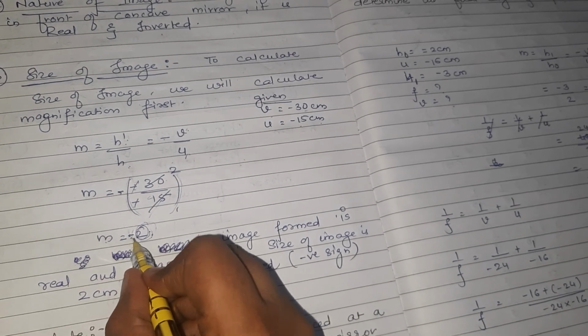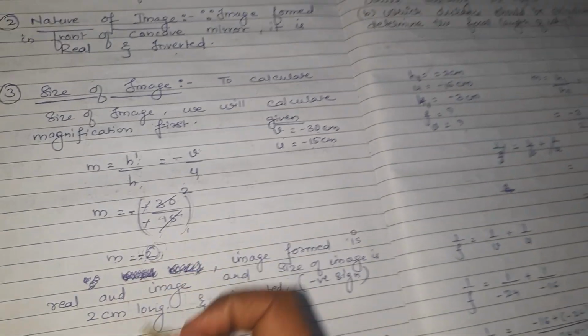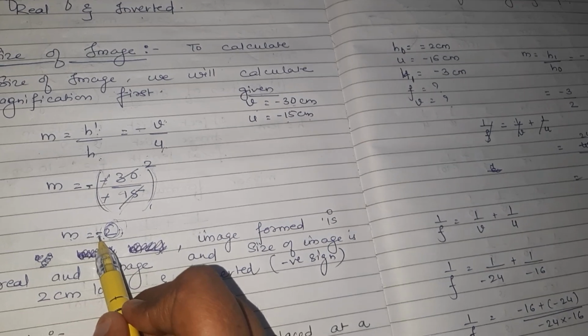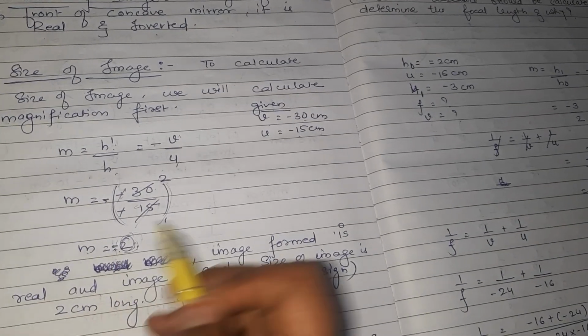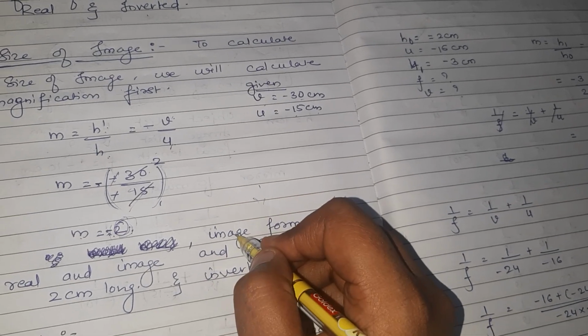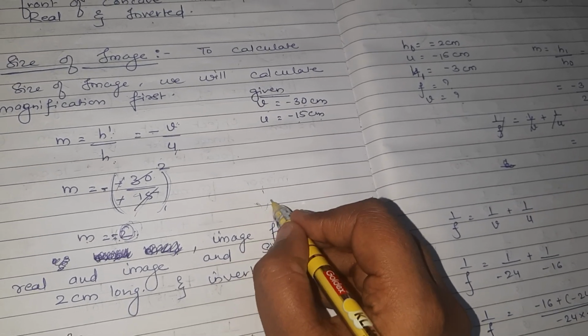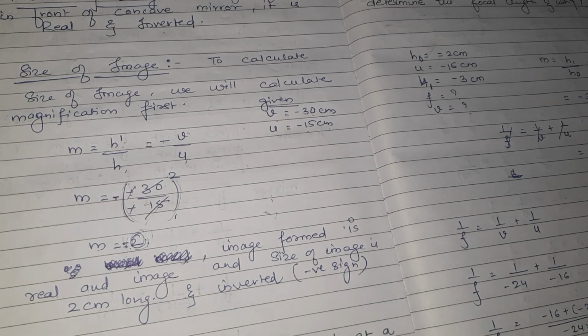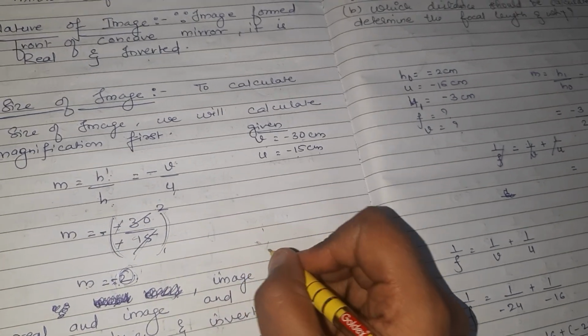This negative sign, what do you mean by this negative sign? This negative sign represents that the image is an inverted image.